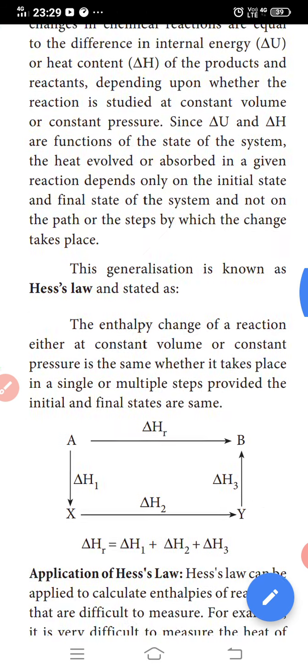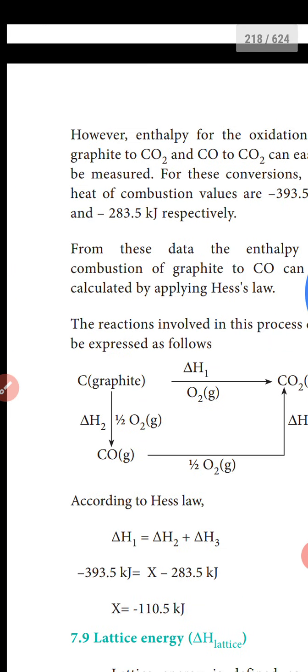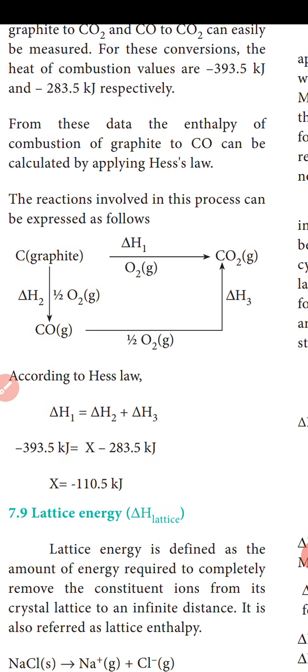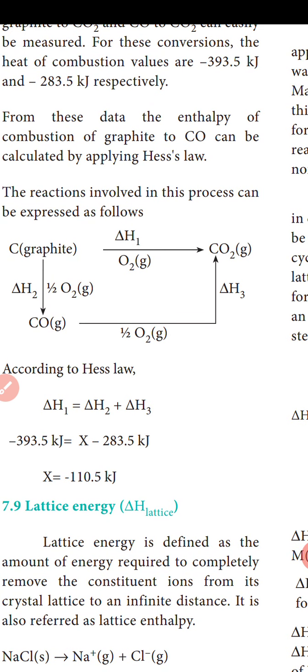These are the reactions. Graphite reacts to give carbon dioxide; carbon reacts with half a molecule of oxygen to give carbon monoxide; and carbon monoxide reacts again to give carbon dioxide. So this is ΔH3. This follows Hess's law: ΔH1 is equal to ΔH2 plus ΔH3. So the value of x is calculated as minus 110.5 kJ. This is Hess's law.